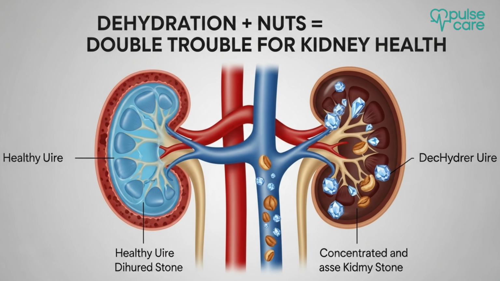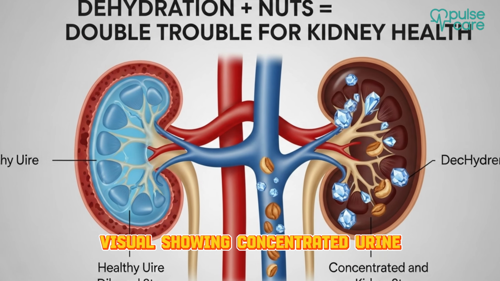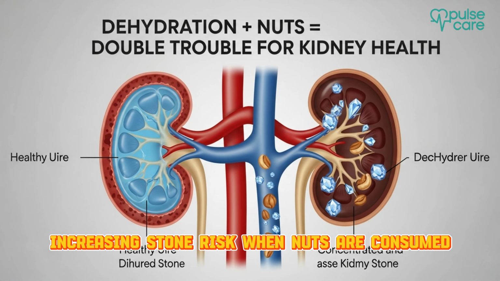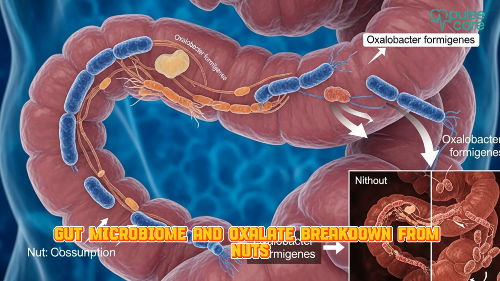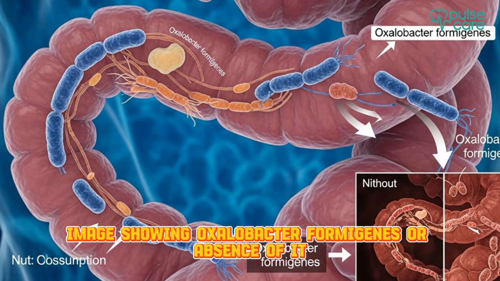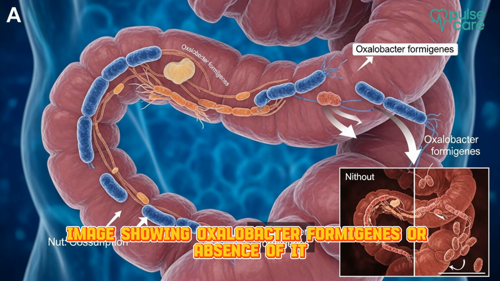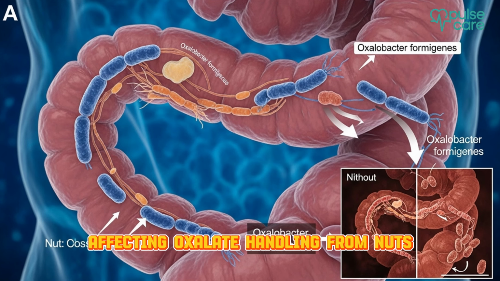Dehydration, plus nuts. Double trouble for kidney health. Visual showing concentrated urine increasing stone risk when nuts are consumed without fluids. Gut microbiome and oxalate breakdown from nuts. Image showing Oxalobacter formigenes or absence of it, affecting oxalate handling from nuts.